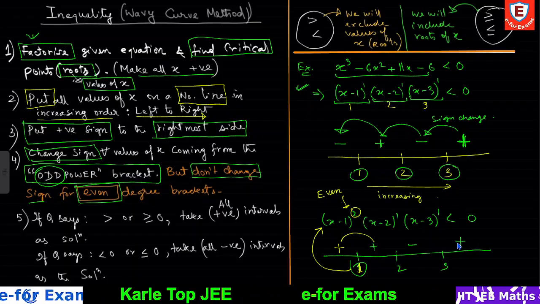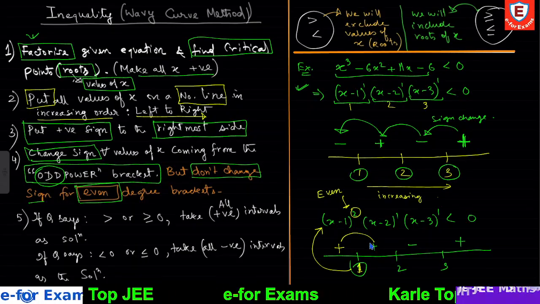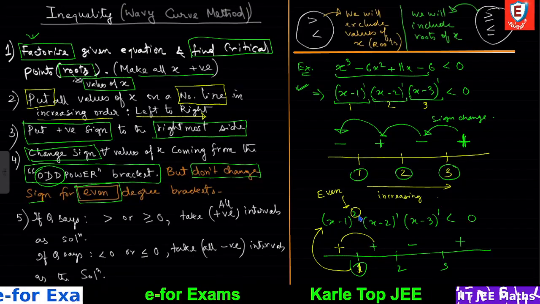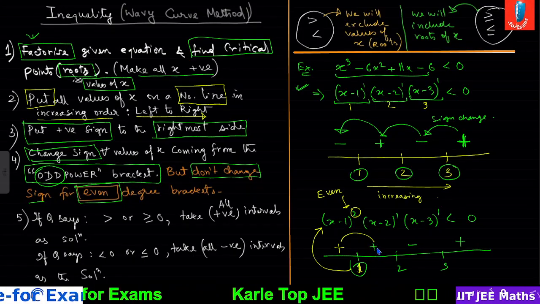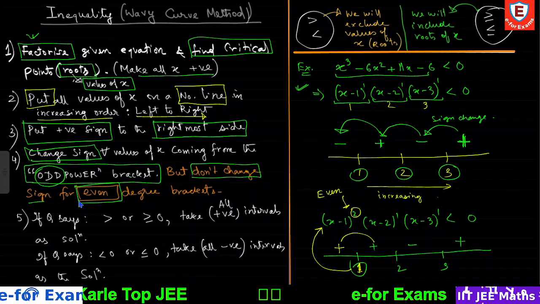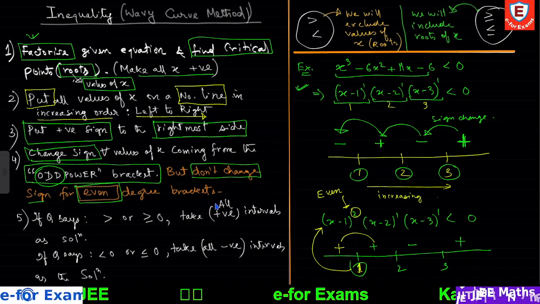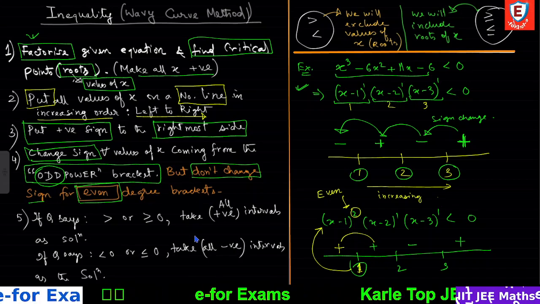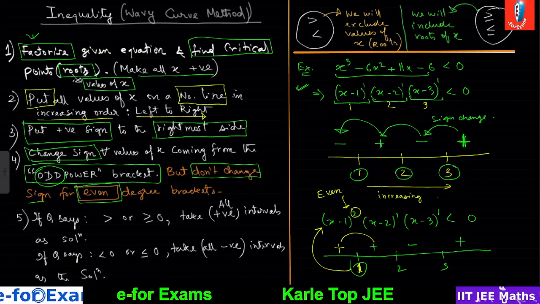Before it was plus, it changed to minus. Again minus changed to plus. But here it is even power. So plus sign will remain as plus sign here. This is what it means by don't change sign for even degree bracket. Okay. And next point.